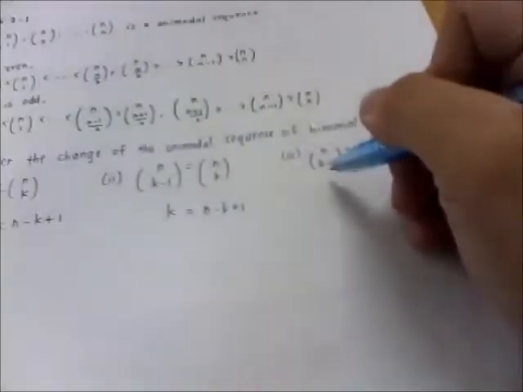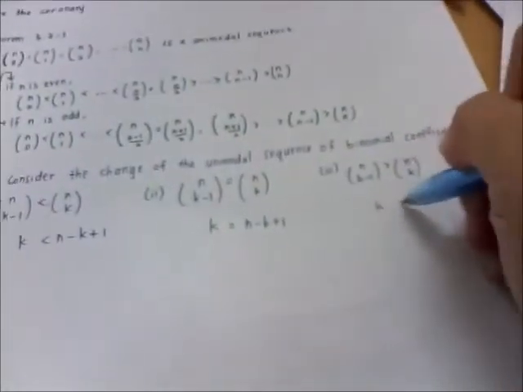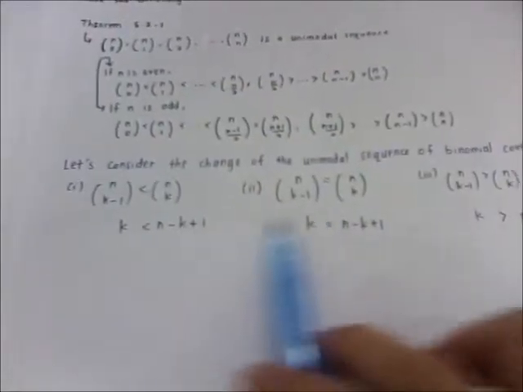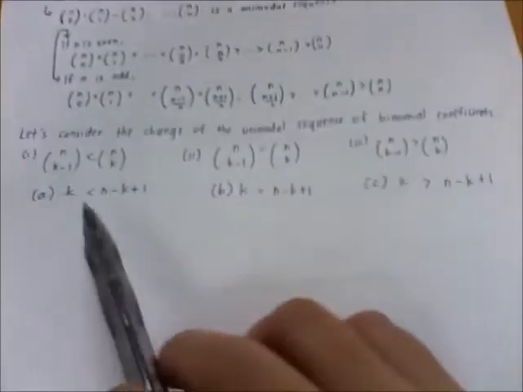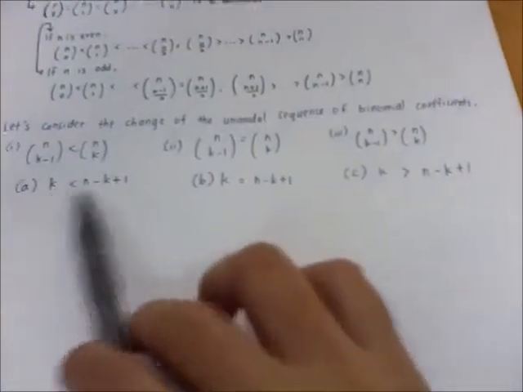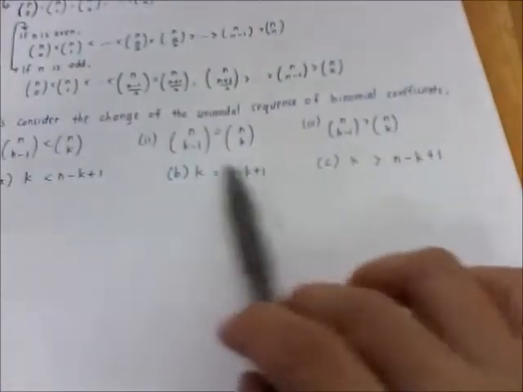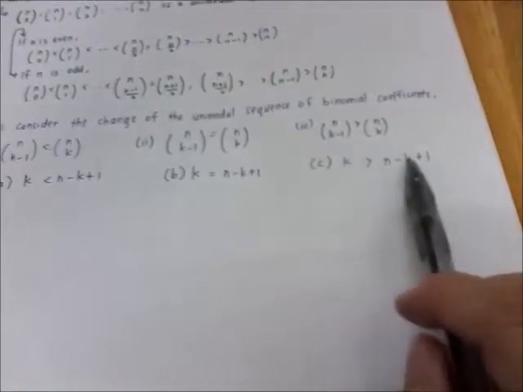Okay, this is just the same also. K is bigger than n minus k plus 1. Okay, now we get 3 different inequalities again. Okay, let's consider the situation just now. Okay, there's 3 Ks, the one that we get just now.